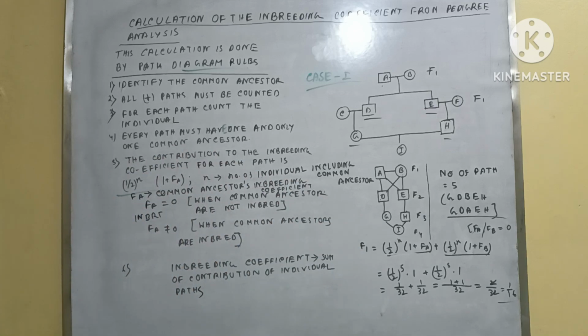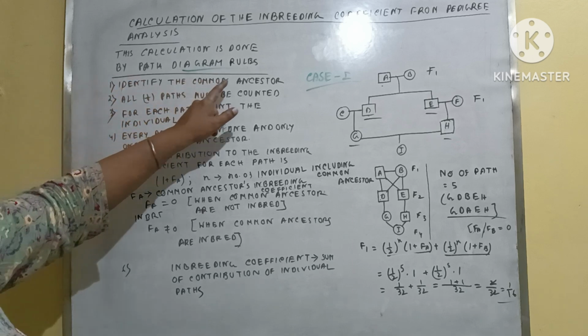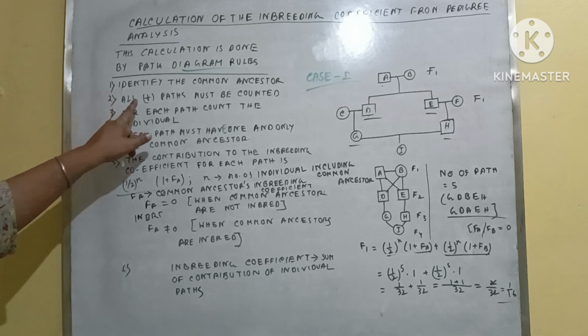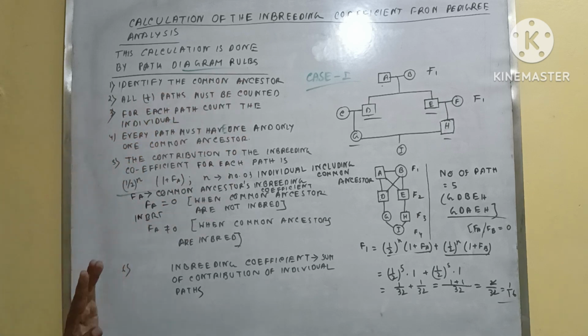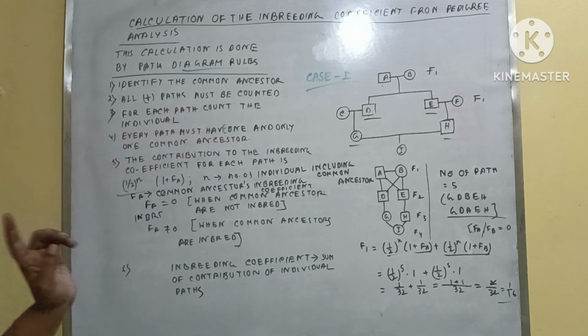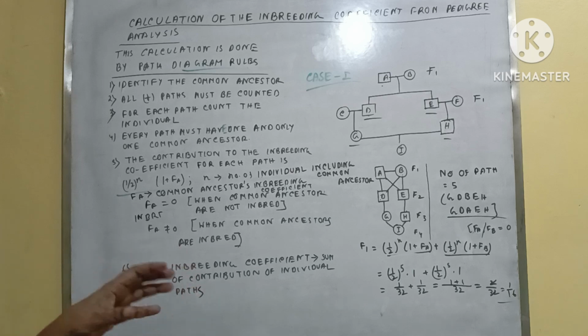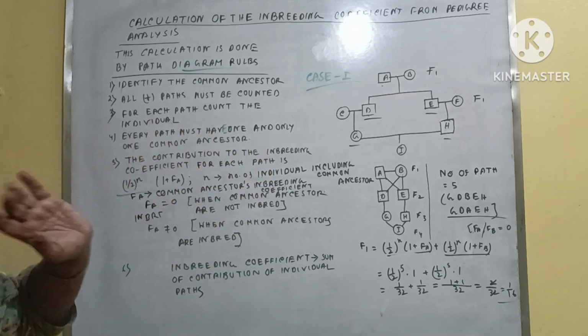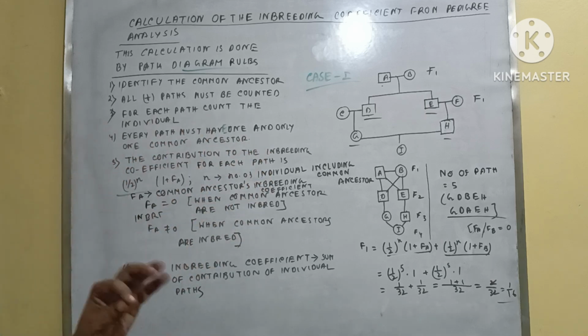The first rule is to identify the common ancestor. Second, all positive paths must be counted. Third, for each path count the individuals; that means one path is connected with the individuals, so the number of individuals is counted first. Every path must have one and only one common ancestor. One path has only one common ancestor.